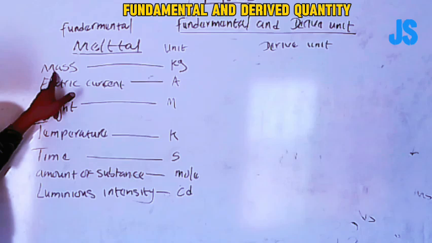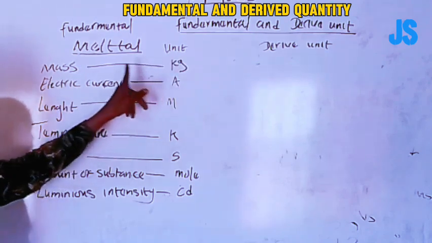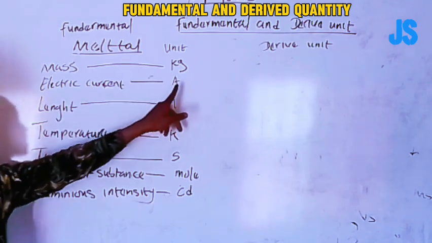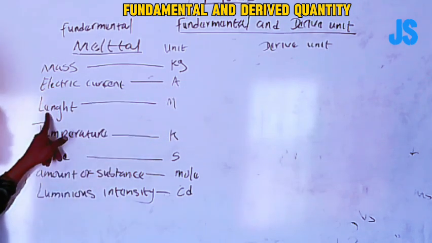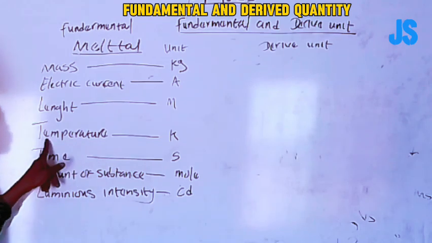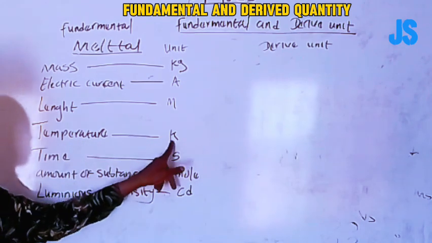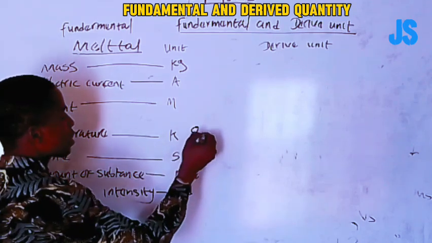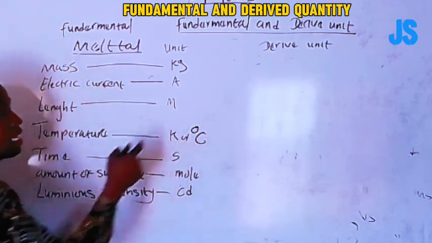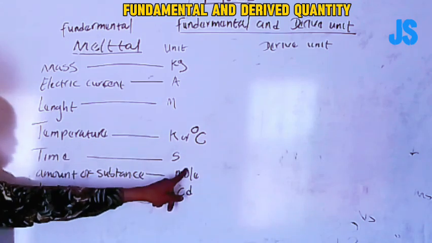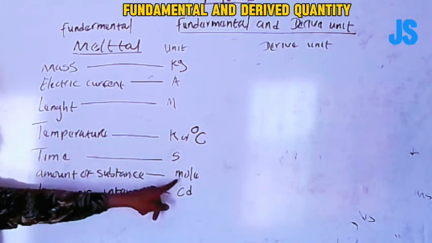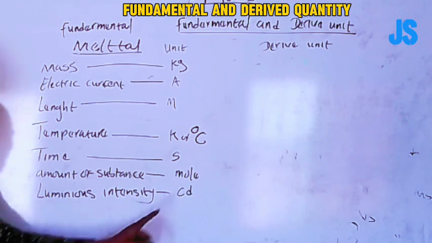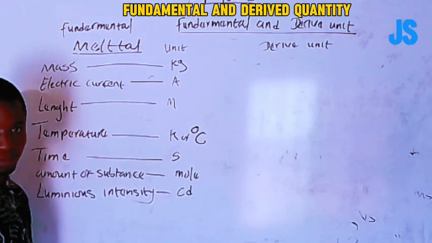Now, the unit of mass is kg. The unit of electric current is the ampere, measured with an ammeter. The unit of length is the meter. The unit of temperature is Kelvin or degrees Celsius. Time is in seconds. Amount of substance is the mole. And luminous intensity is the candela, written as cd.